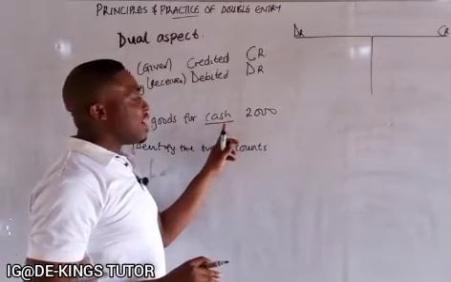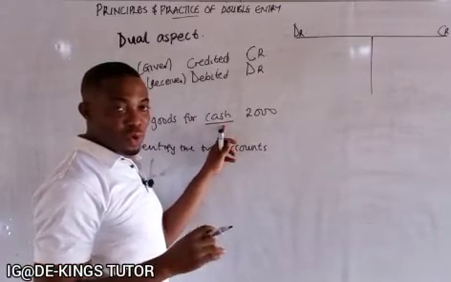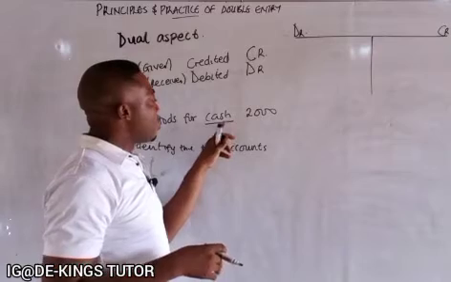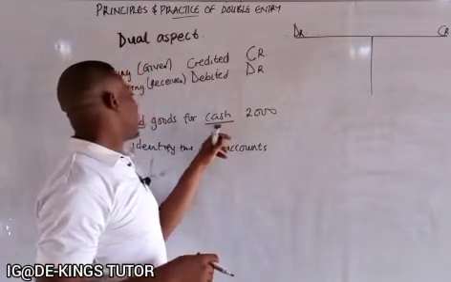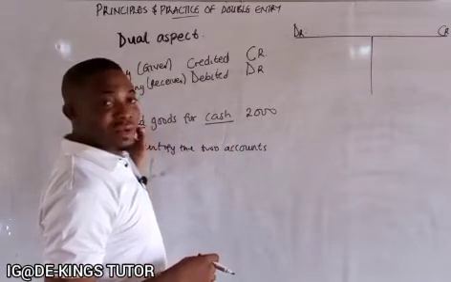So if it's for cash, every cash transaction goes to the cash book. We're going to see the cash book on this channel. So every cash transaction goes to the cash book, and the next account is sales.